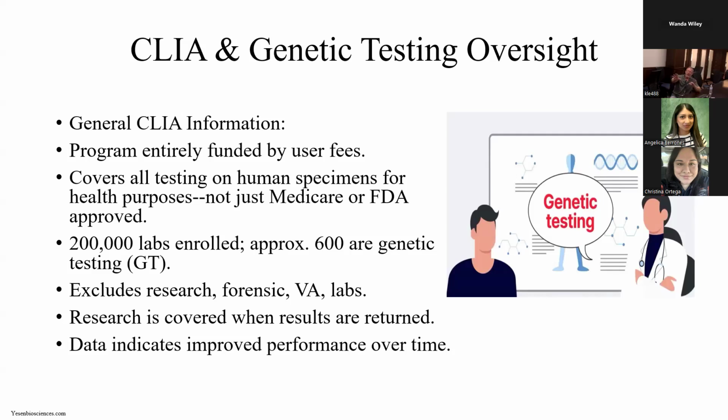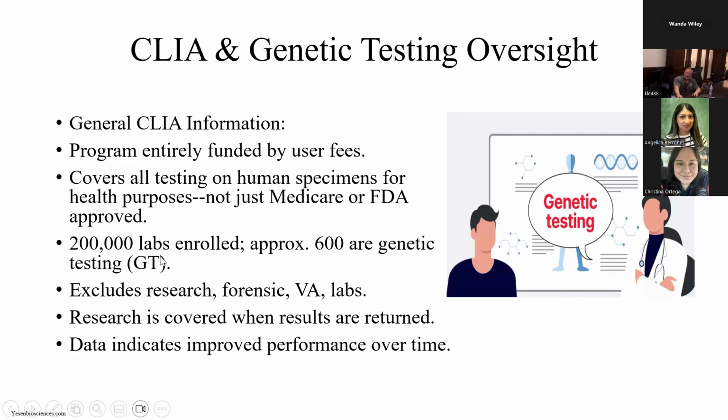So the same kind of oversight that they use for genetic testing is just as intense. There are about 200,000 labs that are enrolled in CLIA across the United States. Only 600 of those labs do genetic testing. So when you think about that, there's probably 10 CLIA labs in Texas, pretty big place, that do genetic testing. I mean, genetic testing is not done by a lot of labs.